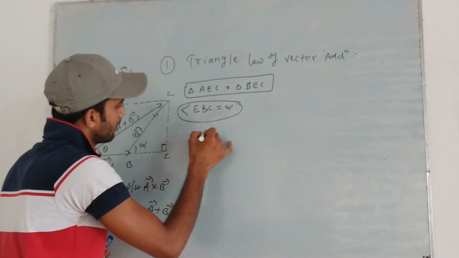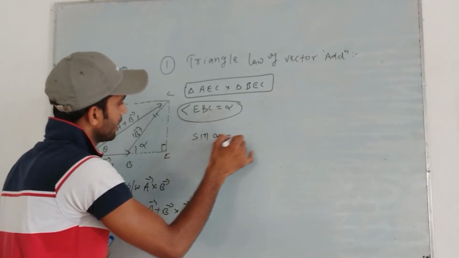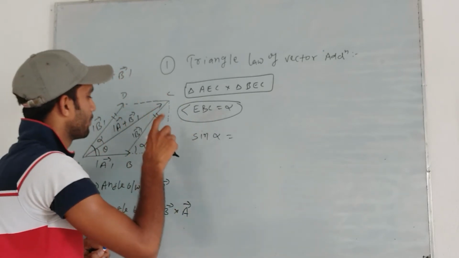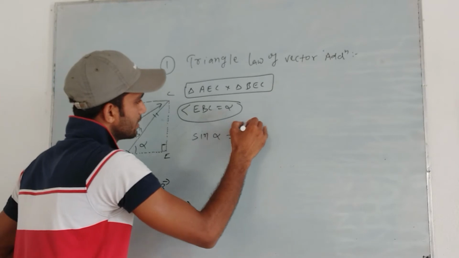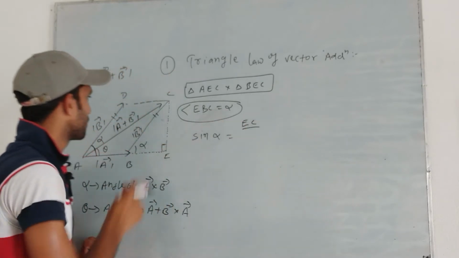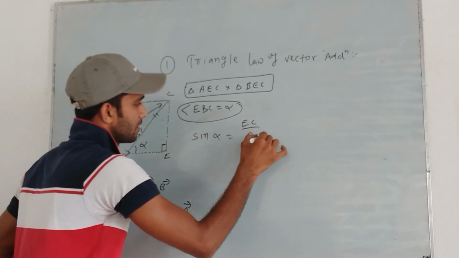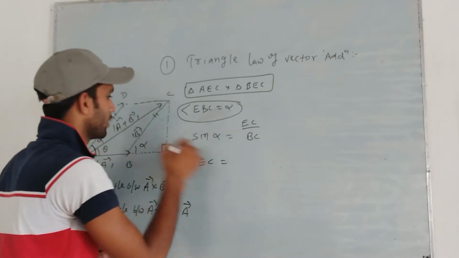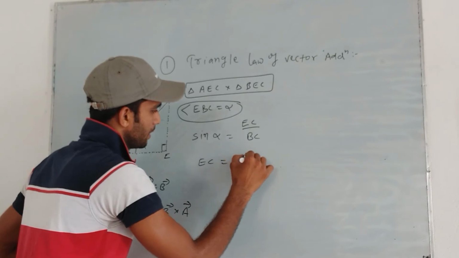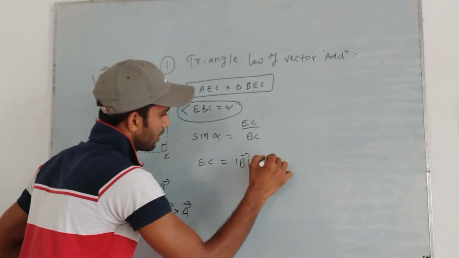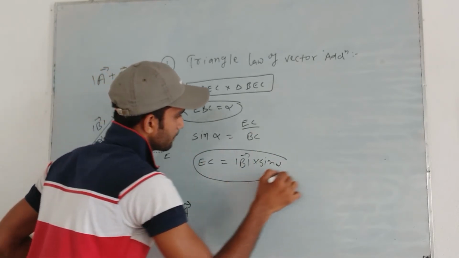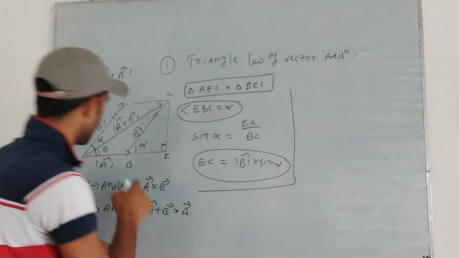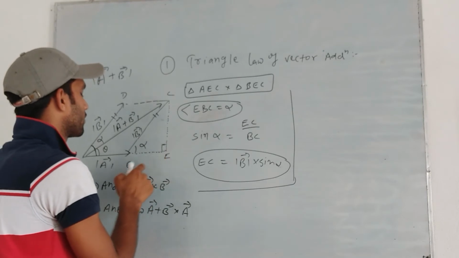So write sin alpha in triangle BEC. So sin alpha is equal to perpendicular upon hypotenuse. So this is your perpendicular, EC is your perpendicular, and BC is your hypotenuse, right? So from here you can find EC is equal to BC. What is the value of BC? BC is B, right? And into sin alpha. So this is your EC, and similarly find the value of BE from triangle BEC.